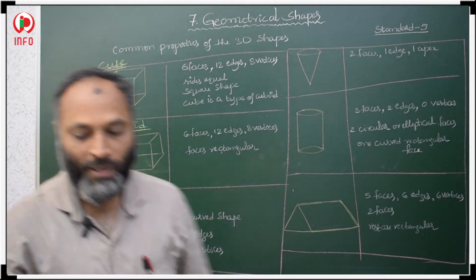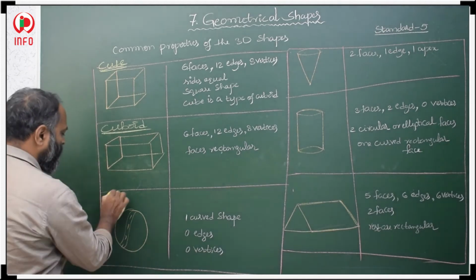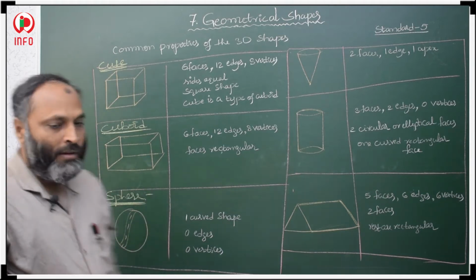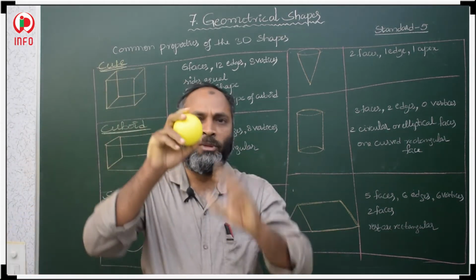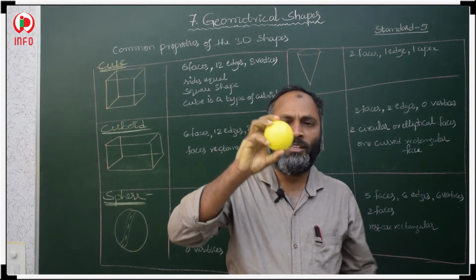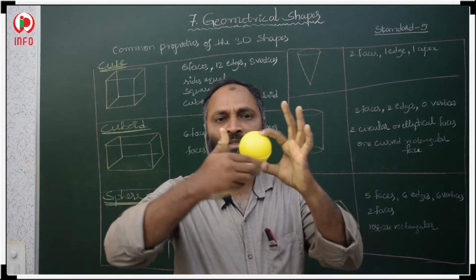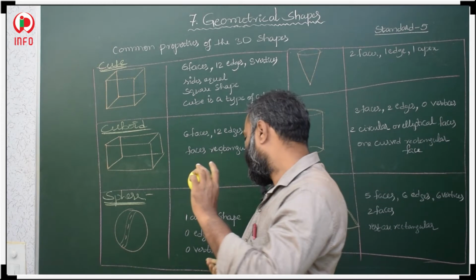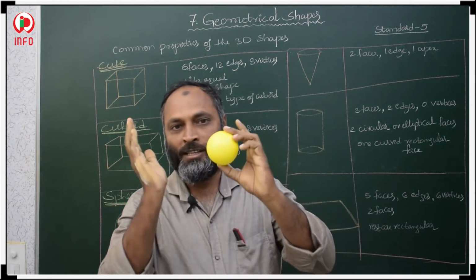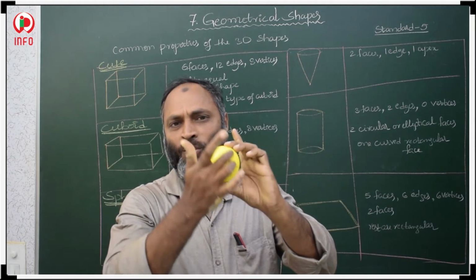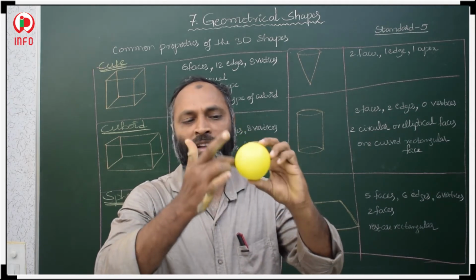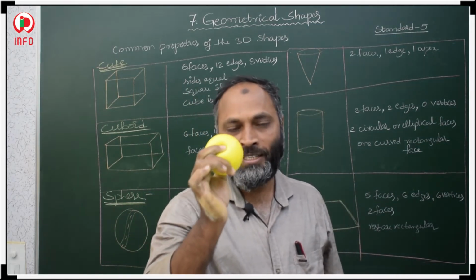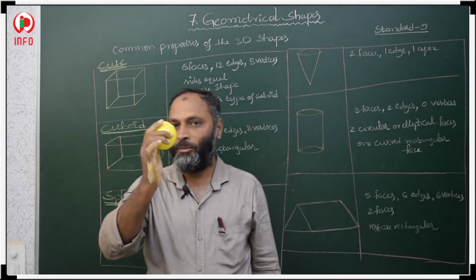Now the next one is the sphere. This is a sphere, spherical shape. It has one curved surface, 0 edges and 0 vertices. A sphere has only one curved surface, 0 edges and 0 vertices. Okay, this is about the sphere.